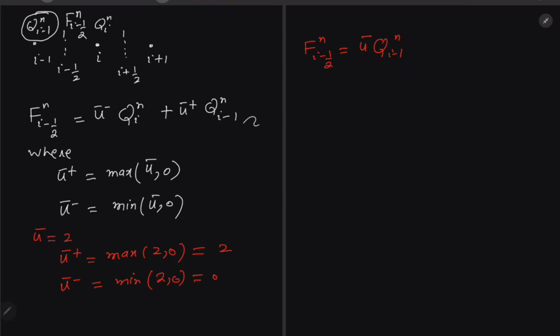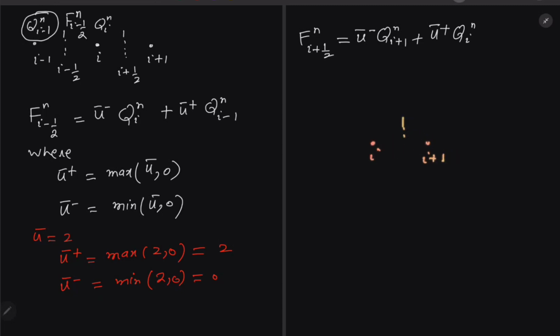So this is how we define the flux. If, for example, you want to write the flux on the right hand side, you just replace I with I plus 1 half, and that will be equal to U bar negative Qn I plus 1 plus U bar plus Qn I. For I plus 1 half, we know that this is I plus 1, and the information should come from I plus 1 on that side.